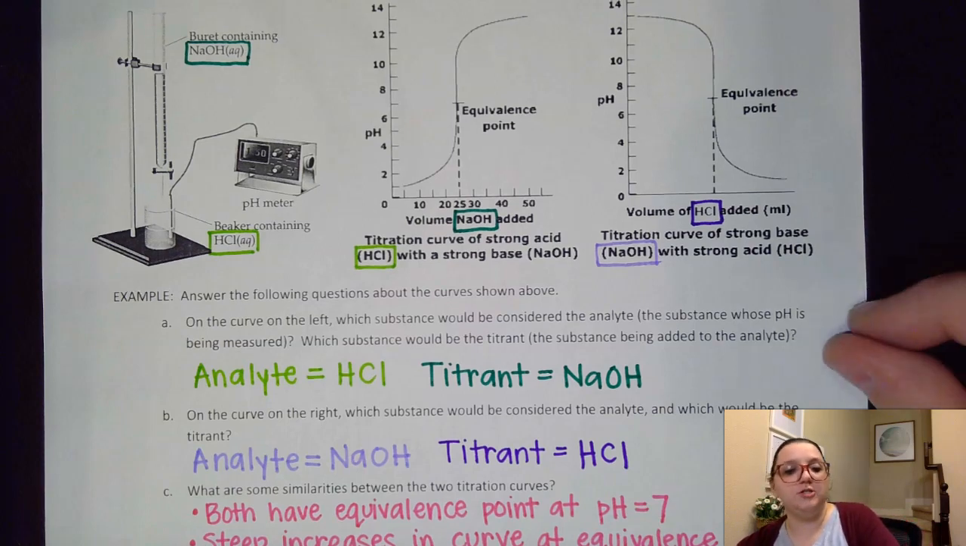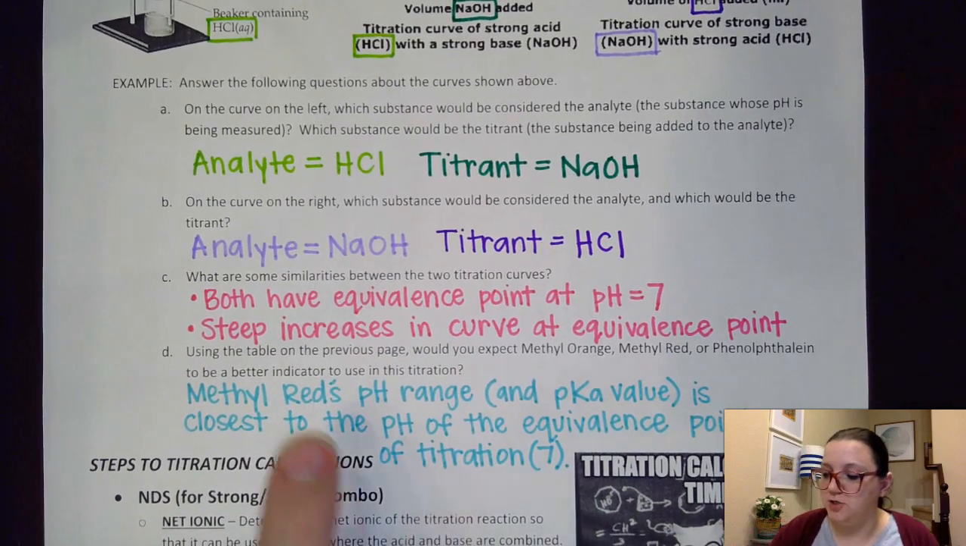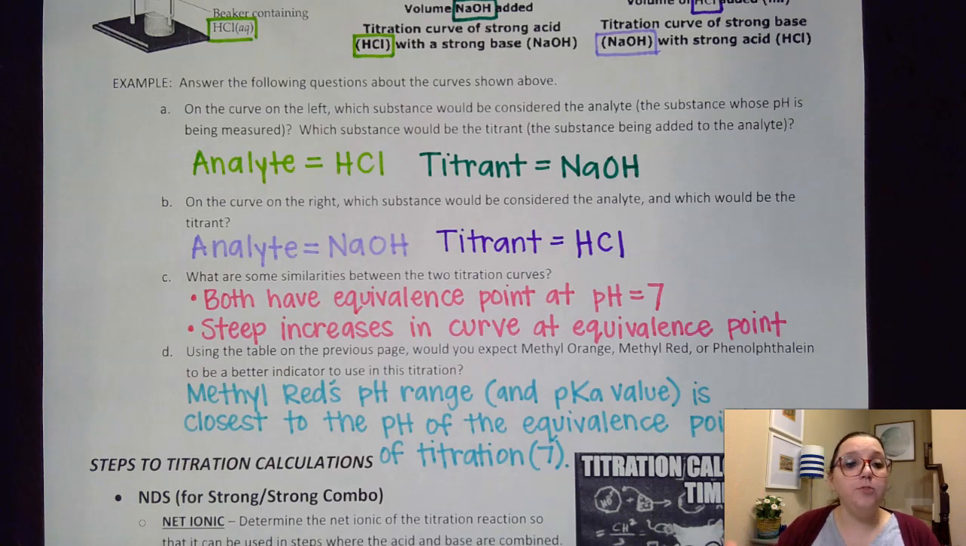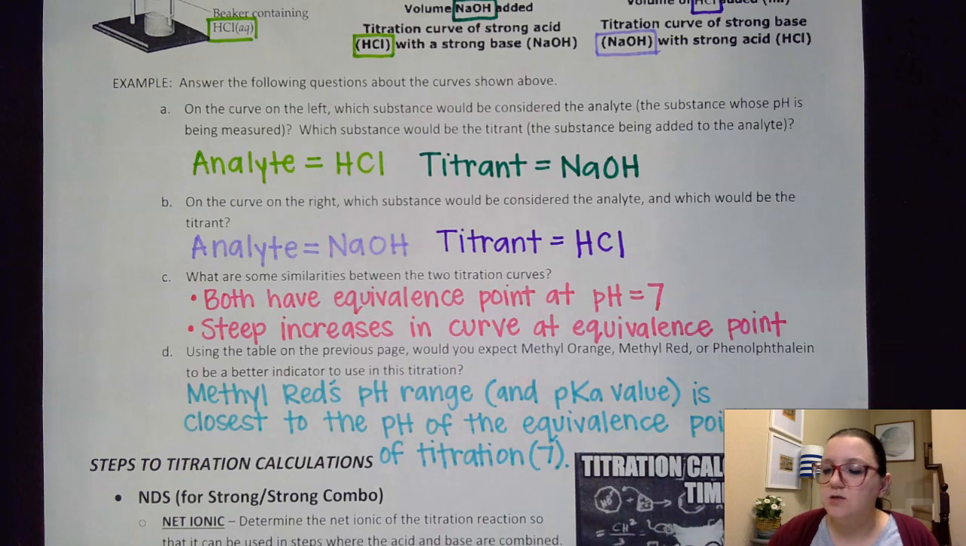Now the next question asks, what are some similarities between the two titration curves? Hopefully we notice on these strong titration curves, both of them had an equivalence point at a pH of 7, which makes sense. I mean, I'm adding the same things together. I'm just doing so in the opposite direction. Also with these both being strong acid, strong base combinations, I see a really steep increase in the curve at the equivalence point.